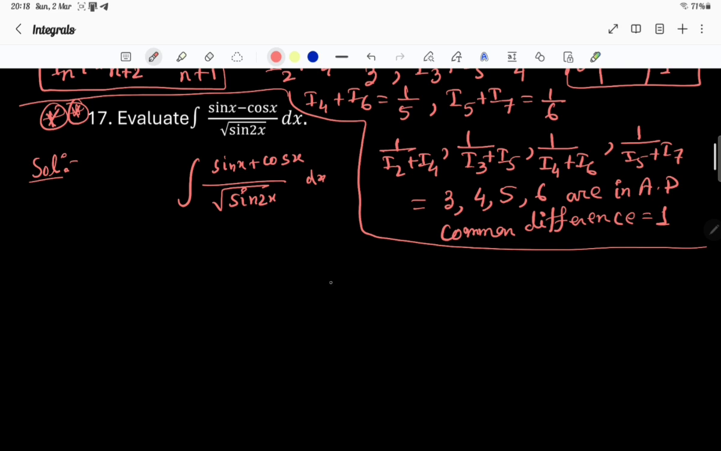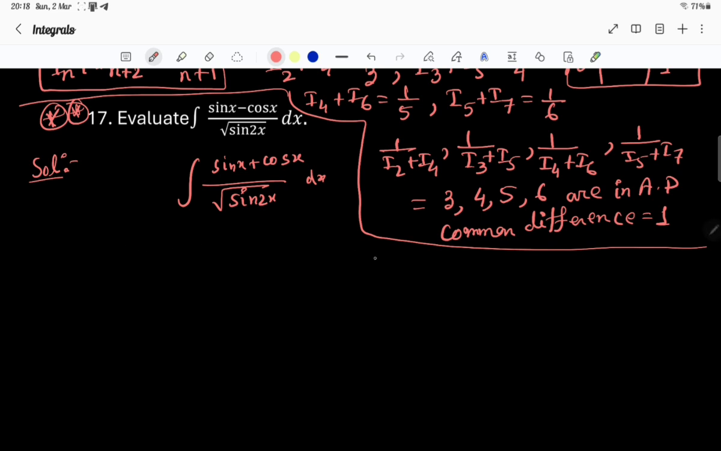So derivative of the denominator, we are trying to make the derivative of the denominator appear in the numerator. Okay, now tell me what should be there in the denominator so that its derivative will come in the numerator.